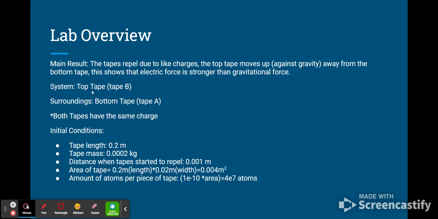The system is the top tape, and the surroundings are the bottom tape, and both tapes have the same charge. Both tapes have a length of 0.2 meters and have the same mass, and the distance when the tapes start to repel is 1 millimeter. I use the area of the tape and divide it by the area of one atom to find that there are 4 times 10 to the 7 atoms in a piece of tape.